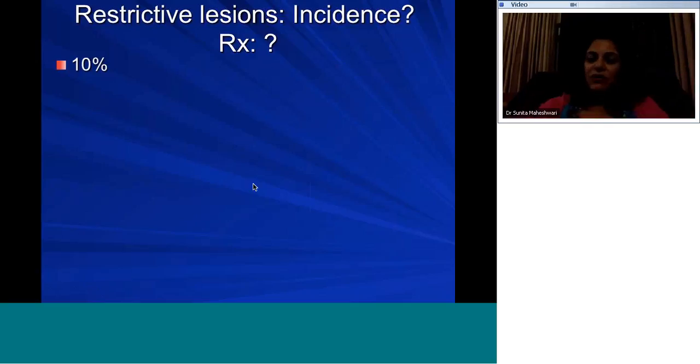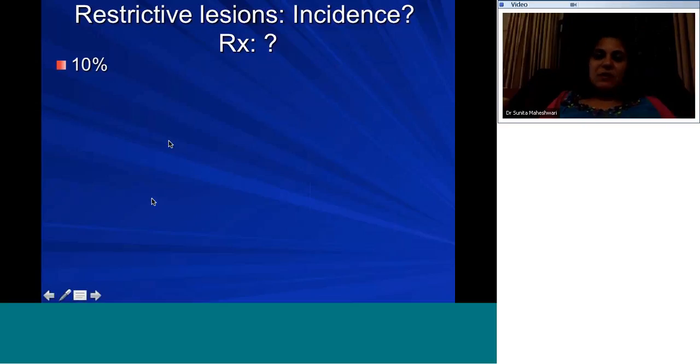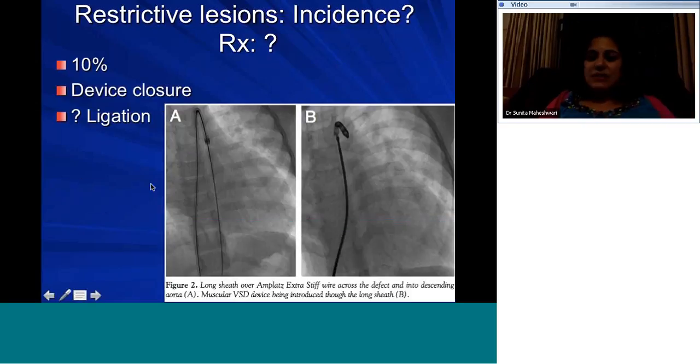So generally when you talk about AP window management, we talk about early vascular damage, we talk about needing to go transaortic and put a surgical patch and everything. 10% of them can be restrictive. Now if they are restrictive, then what is the procedure you can do? So you could do device closure. Some people have even tried ligation. If it's very small, they just go surgically and ligate it. But yes, definitely you could consider device closure if it's a restrictive AP window.